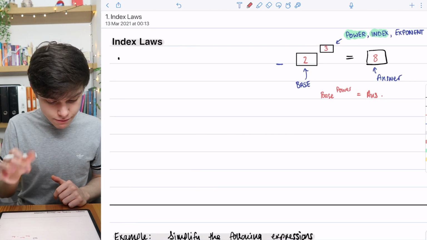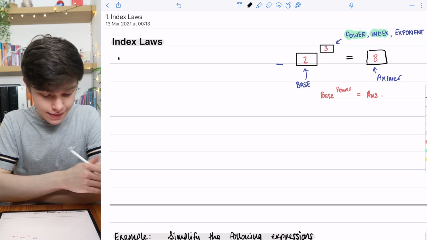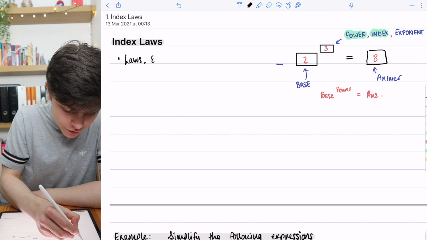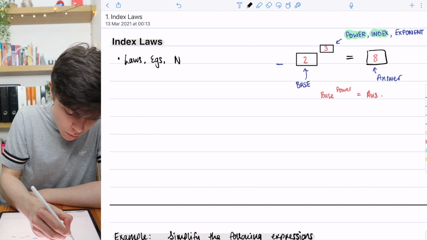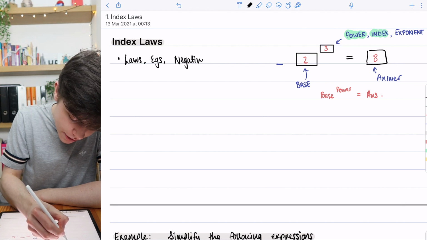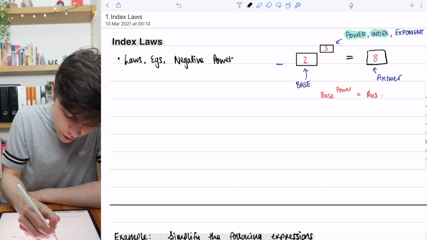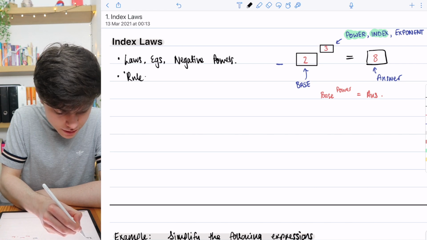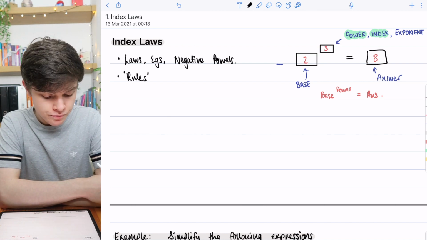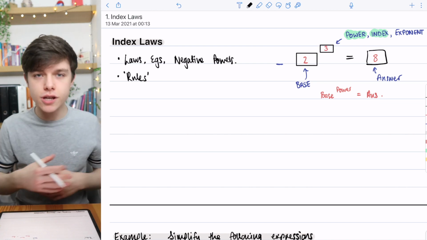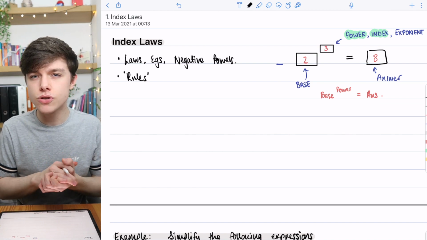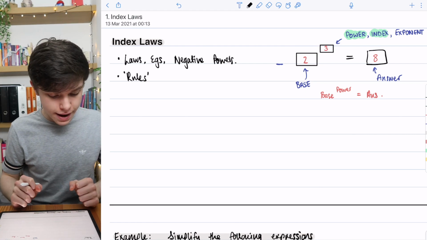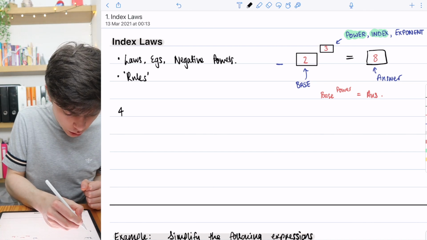Let me make a little list of the things that we're going to be learning in this video. We're going to have a look at index laws, some examples, then negative powers, and we'll do some more examples. We'll also have a look at some rules that come under index laws. They're not really rules, laws are things that you have to learn, the rules are things that you just want to be aware of, things that are really, really helpful. So let's have a look at the 4 laws.